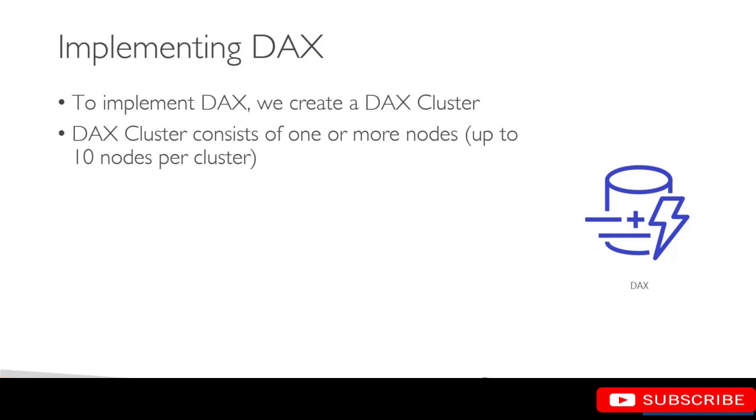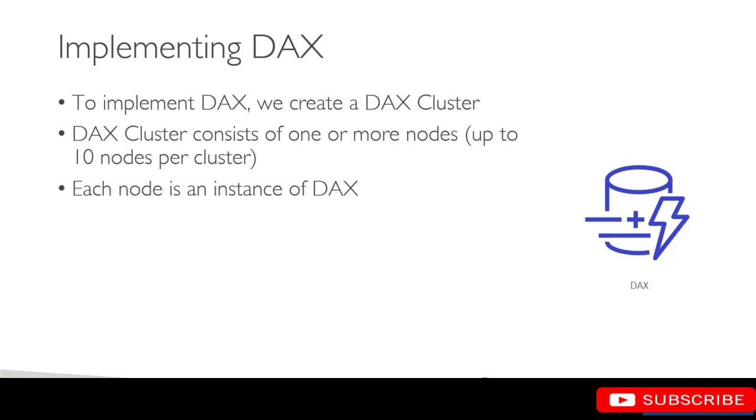Now let's understand how we implement DAX. To implement DAX, we simply create a DAX cluster. A DAX cluster is a group of one or more nodes, and you can have up to 10 nodes per cluster. Each node is an instance of DAX.